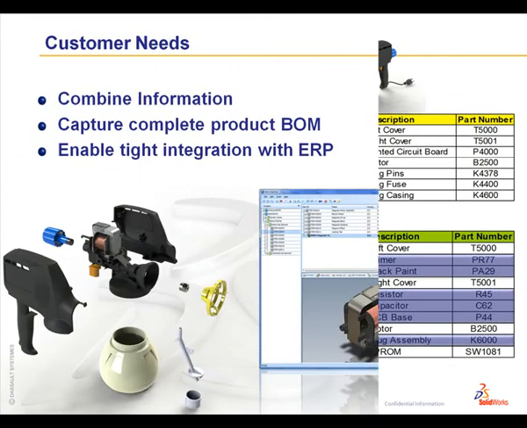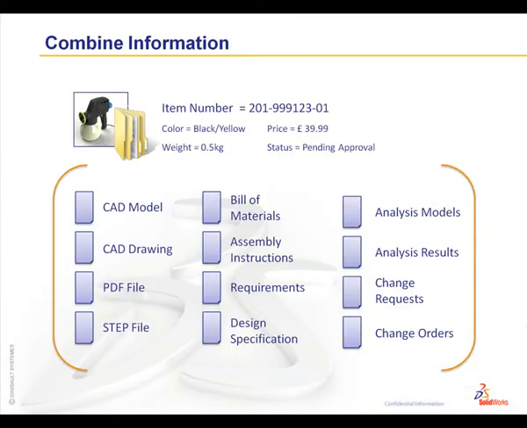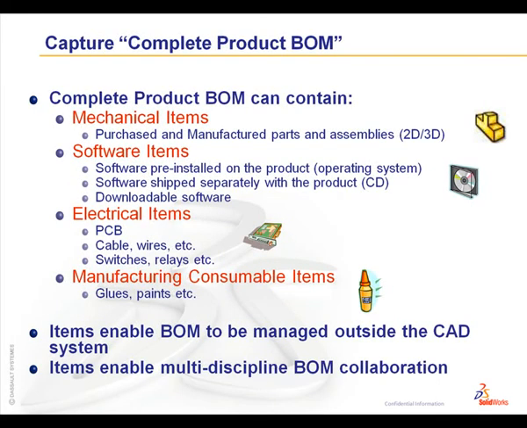In researching items, it was clear to see that the main customer needs were the ability to combine different data together, author the complete BOM, and tightly integrate with the current ERP procedures. To combine data, you can look at an item as a container. It can contain one or all of the design information for a particular product. Here for item number 201, the CAD data, assembly instructions, analysis results and much more are all conveniently grouped in one container. These grouped items can be used to create the complete product bill of materials.